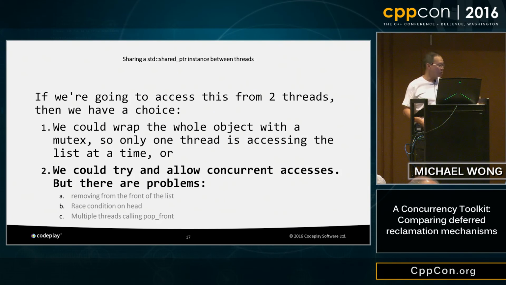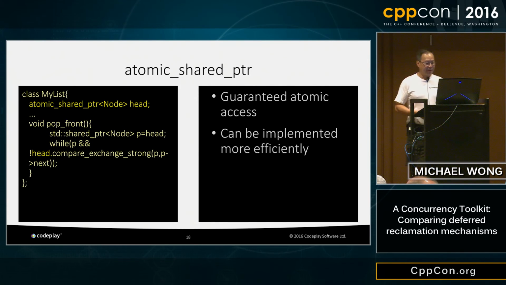I'm not going to go into these problems because it's quite broad, such as removing from the front of the list, the race condition on the head, or multiple threads calling pop front. Although, interestingly, it doesn't suffer from the ABA problem. But with atomic shared pointer, it turns out that it can guarantee atomic access. It can be implemented more or less efficiently.